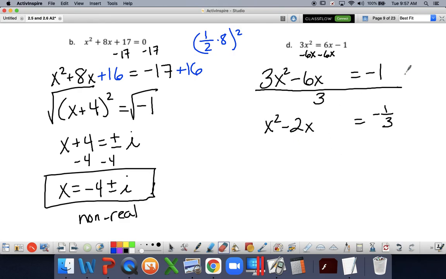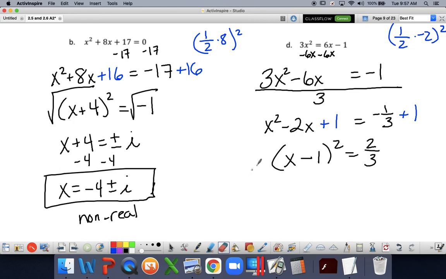Now I'm going to take half of my b value and square it. So half of negative 2 is negative 1, and negative 1 squared is just positive 1. So I add 1 to both sides. I then rewrite my left-hand side as x minus 1 squared, the quantity squared, equals negative 1/3 plus 1, which is 2/3. I then take the square root of both sides, so I get x minus 1 equals positive or negative square root of 2 over square root of 3.